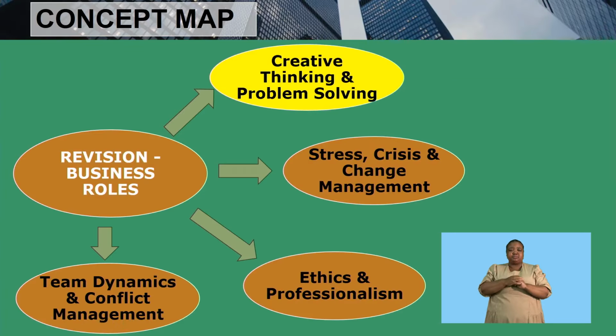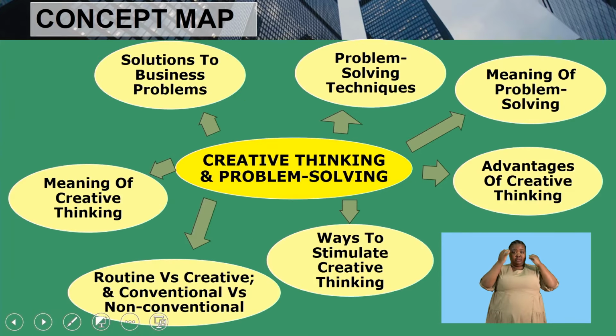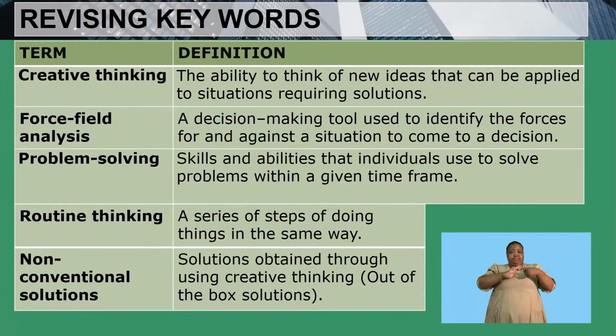Now, as our concept map indicates, we are going to be looking at creative thinking and problem solving. So remember again that creative thinking looks at what is it that we can do differently that others have not yet thought about. Let's quickly look at our keywords that we are going to come across in this particular lesson. So creative thinking, reminder, is that it is the ability to think of new ideas. Now, this is an idea that has never been there before.